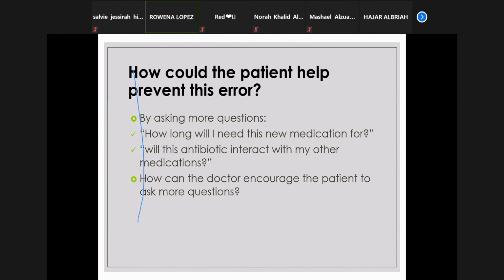So if you have a patient, or your family is one of the patients and you are the one who is the representative for the patient, of course you will also help to ask, "Will this antibiotic interact with other medications?" And how can the doctor encourage the patient to ask more questions? So this is also how we encourage the patient to ask more questions.